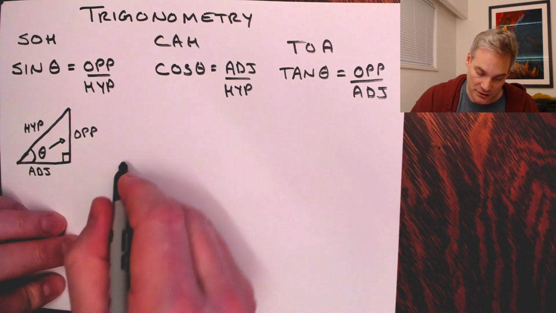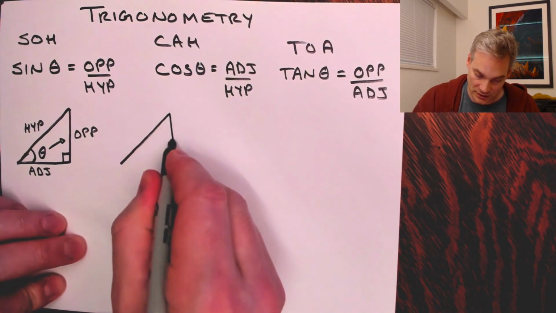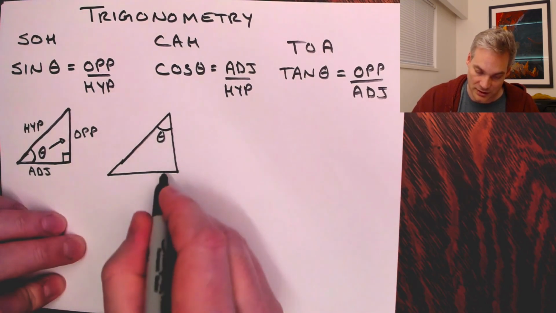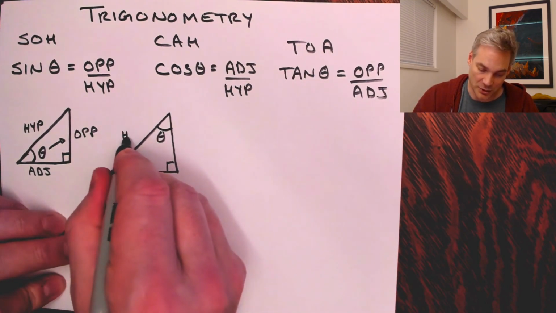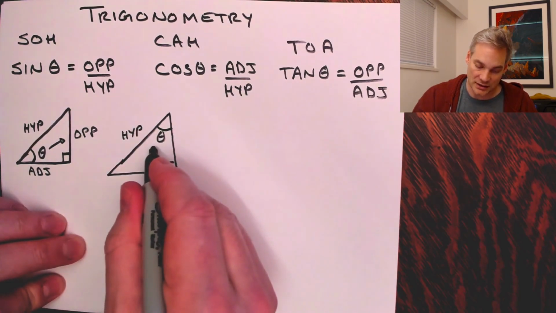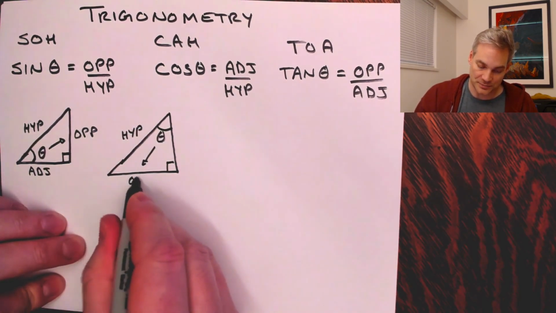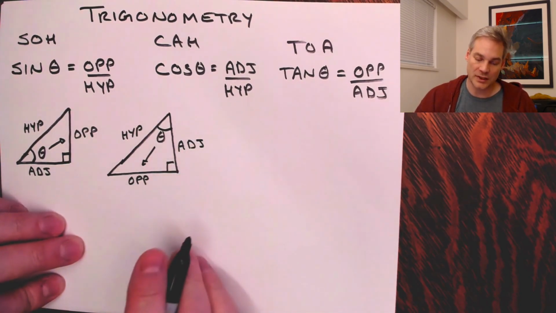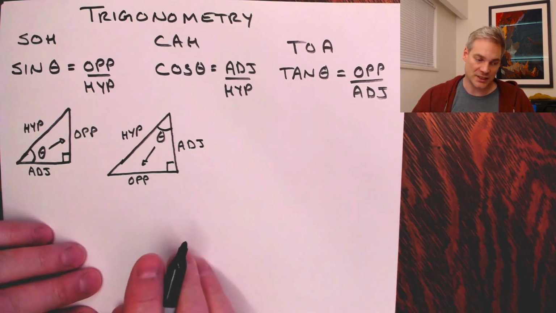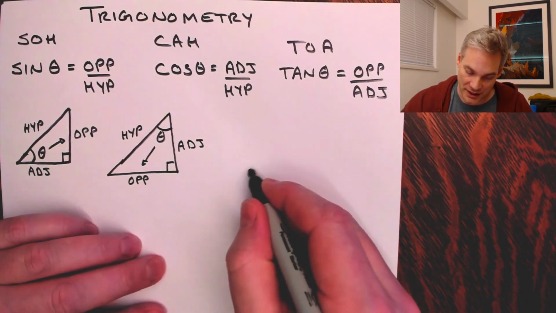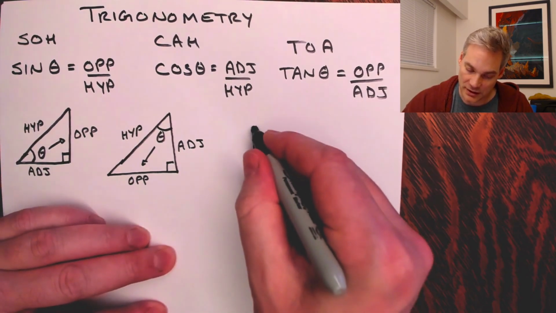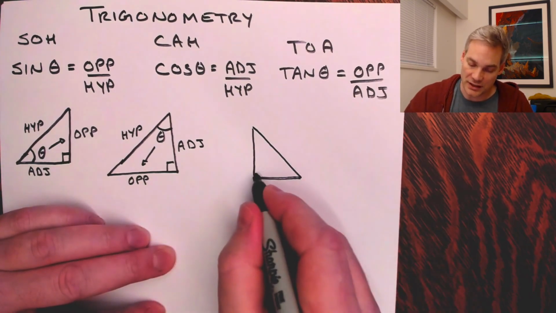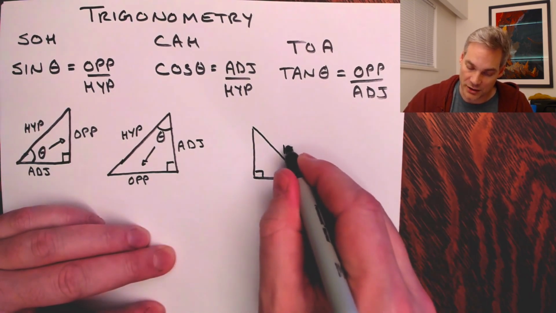Well, what if I had a triangle that looked like this? And this was my side, and that's my hypotenuse. So my hypotenuse doesn't change, but this is now my opposite. And this is my adjacent, right? So we could even do something a little bit different. What if I had a triangle like this, and this is my hypotenuse, right?